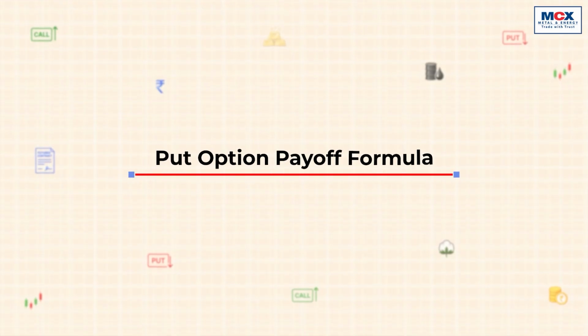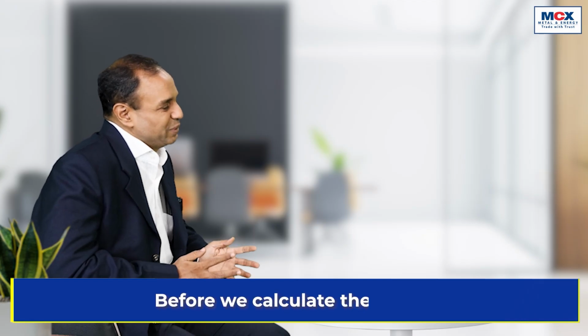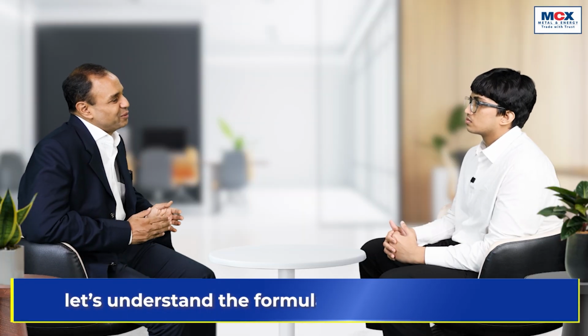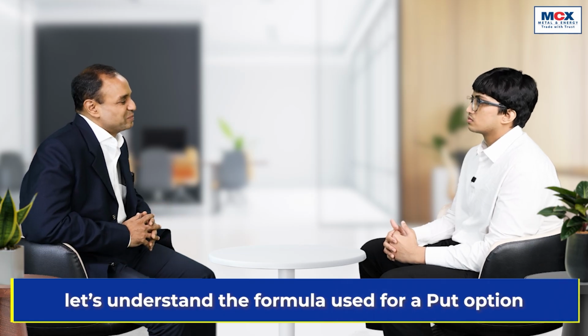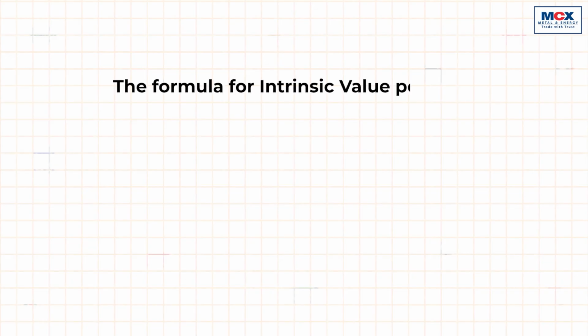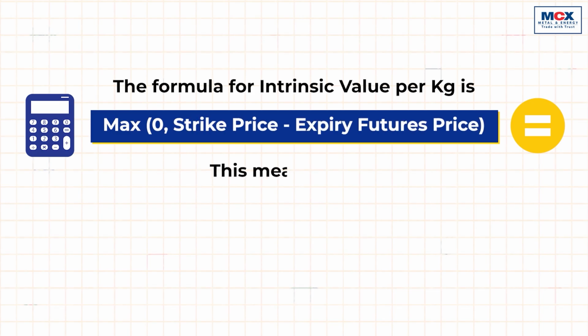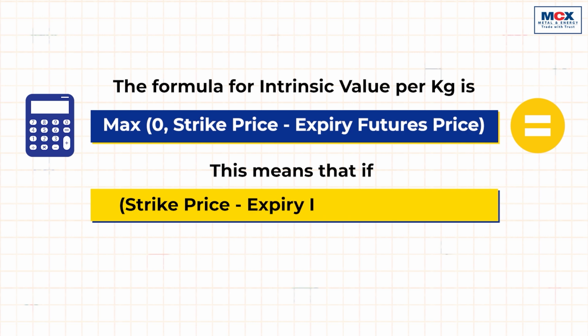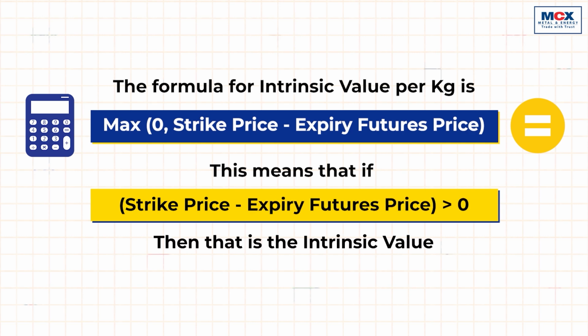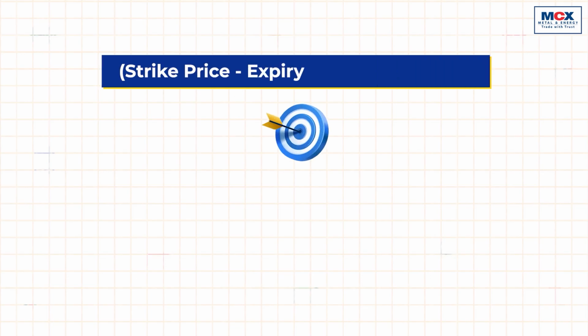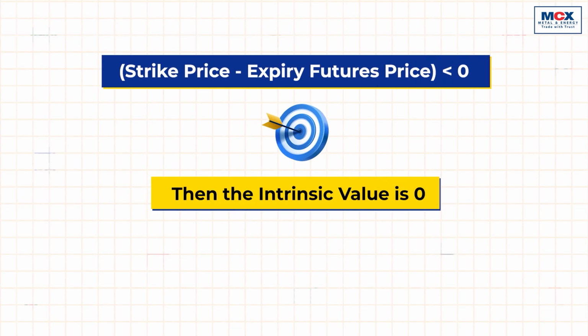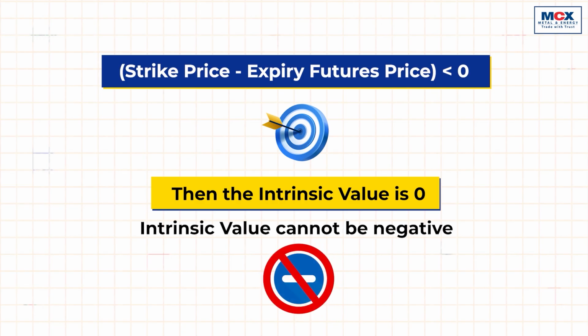Put option payoff formula. Before we calculate the payoff, let's understand the formula used for a put option. The formula for intrinsic value per kg is max of 0 and strike price minus expiry futures price. This means that if strike price minus expiry futures price is greater than 0, then that is the intrinsic value. If it is less than 0, then the intrinsic value is 0. Intrinsic value cannot be negative.